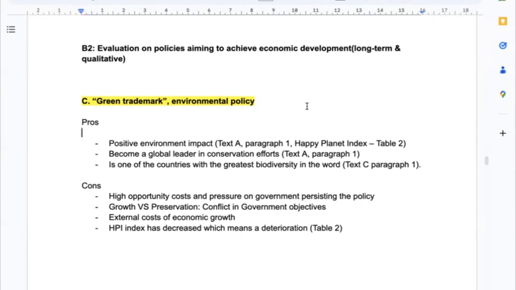Nonetheless, the policy has cons as well. First, it has too high opportunity cost, and there is pressure on government maintaining the policy. And there is conflict in government objectives of growth versus preservation. And there are more external costs of economic growth.